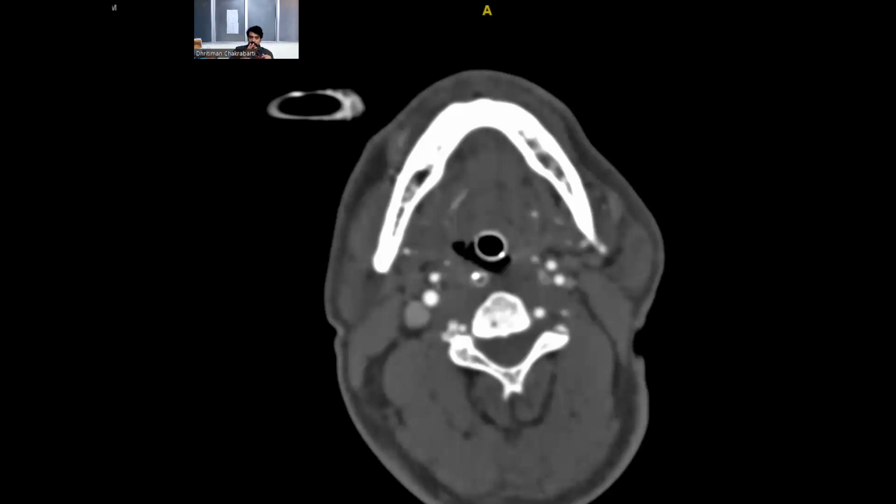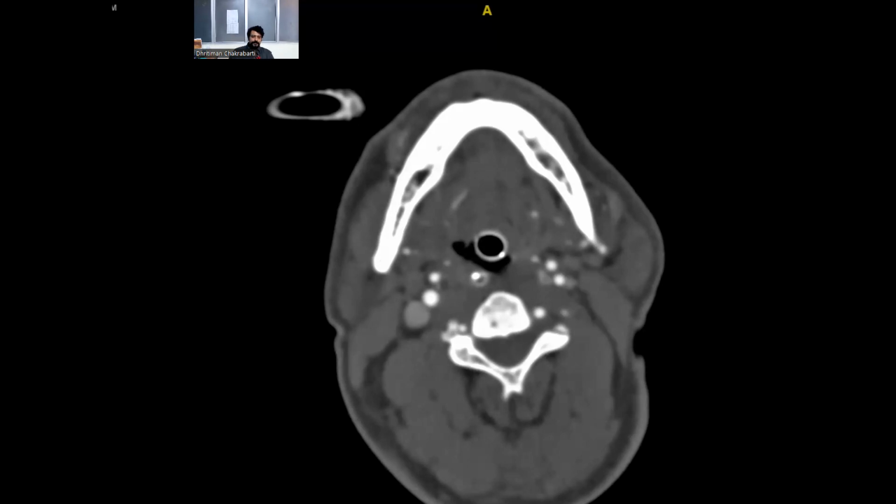This is something which is important and you need to remember. The first branch coming out of the ICA is your superior ophthalmic artery. Then you have the anterior choroidal artery and you have the PCOM. These three arteries are important to know as the branches of the ICA before its terminal portion. And at the terminal portion, of course, it will divide into your anterior cerebral artery, which will go anteromedially, and the MCA, which will go laterally.